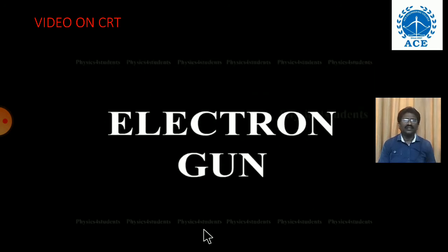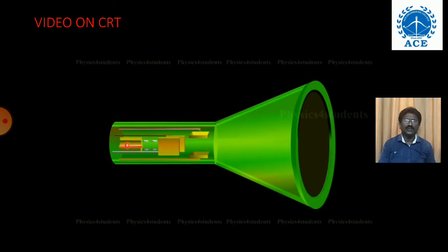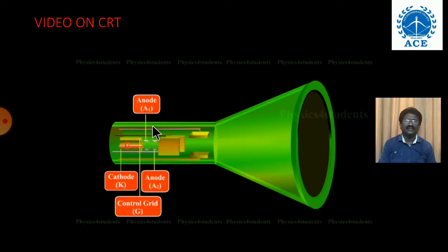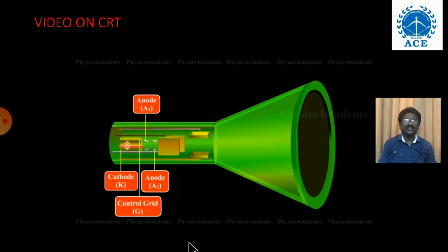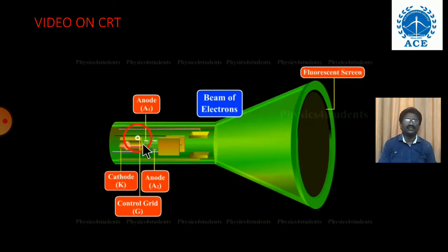Electron gun. The electron gun consists of a cathode K, a control grid G, and two anodes, A1 and A2. So this part is the electron gun. This is the cathode, this is the control grid, and you can observe the two anodes, A1 and A2. Electrons which are emitted from the indirectly heated cathode K pass through the hole in the cylindrical grid G. Due to the negative potential of G with respect to the cathode, these electrons are bound together, forming a beam of electrons coming out of G. This electron beam is accelerated by the two cylindrical anodes A1 and A2.